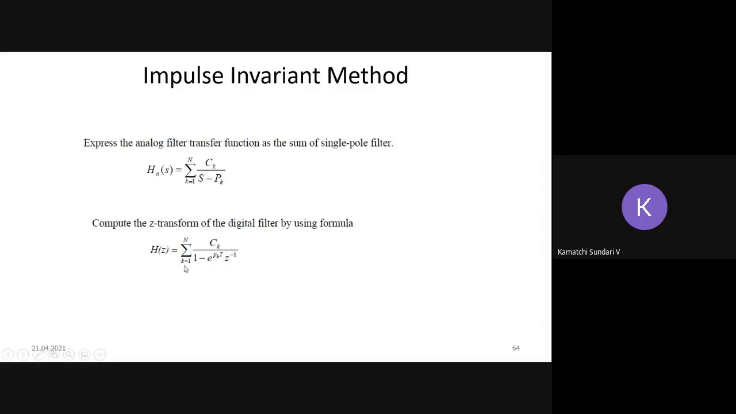So for example, if I am having k equal to 1, then c1 divided by whatever value I have for c1, that should be substituted here, divided by 1 minus e to the power p1, whatever value we have for pole number 1, into T, capital T. Again here T is the sampling period, into z power minus 1, plus c2 divided by 1 minus e to the power p2 into T into z power minus 1. Likewise, we will expand our equation for obtaining our H of z equation.